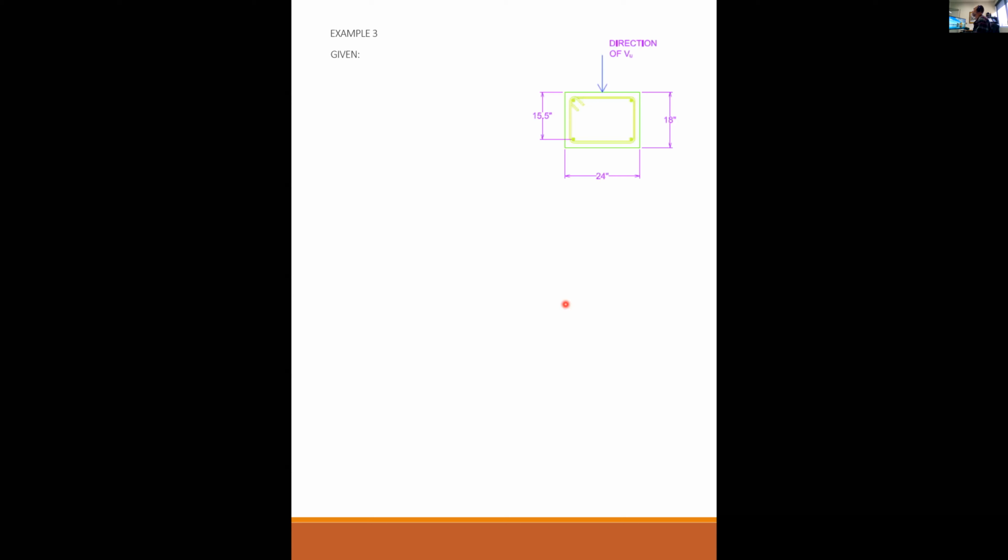All right, so if I have an 18 by 24 column, D is 15.5 inches, B is 24 inches. I'm looking at shear going up and down the page. F prime C is 5,000 PSI. Fy is 60 KSI. Pu is 400, Mu is 200 kip feet. I know I don't get very imaginative about these things.